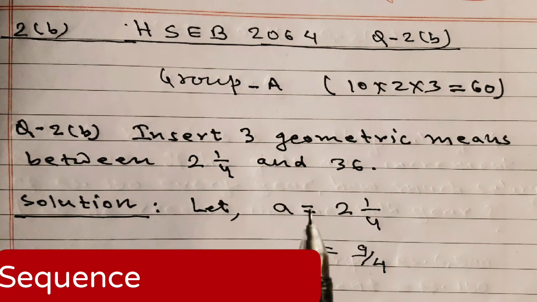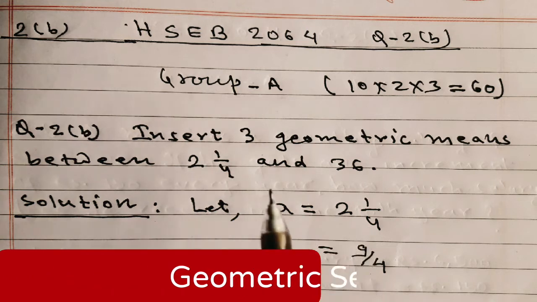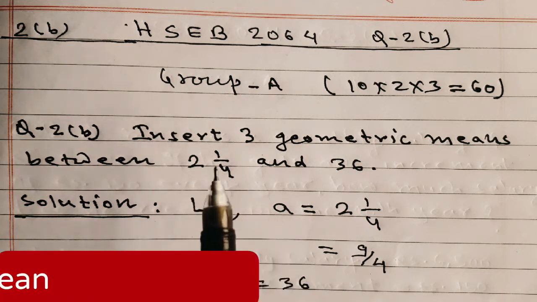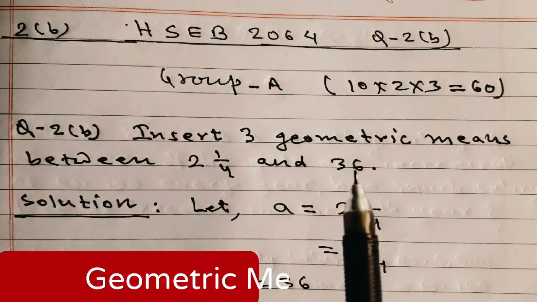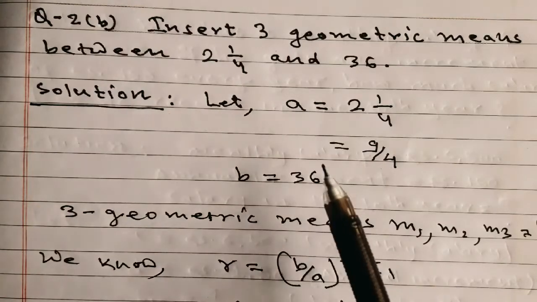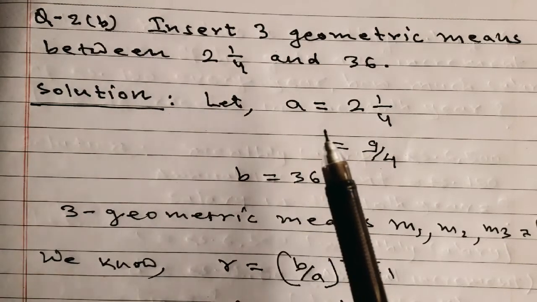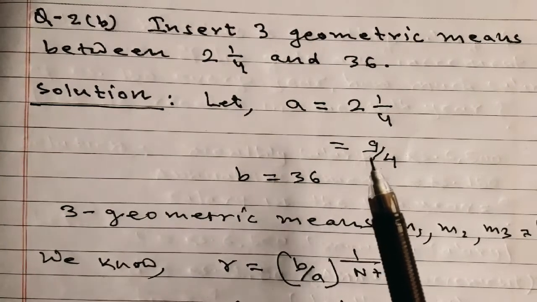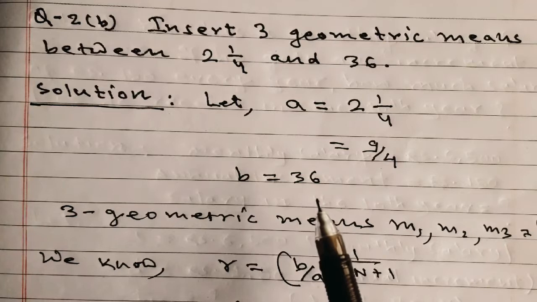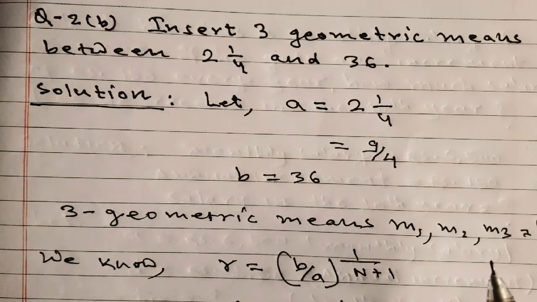Solution: let A is equal to 2 whole 1 by 4. The first number is given as 2 whole 1 by 4. 4 times 2 is 8, 8 plus 1 is 9, so we get 9 by 4. The first number A is 9 by 4 and the second number B is equal to 36. Between the given two numbers we have to insert 3 geometric means.